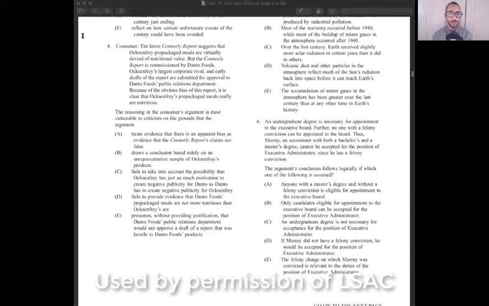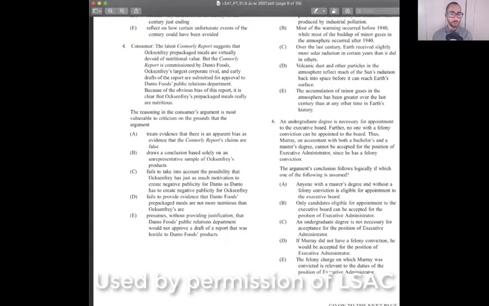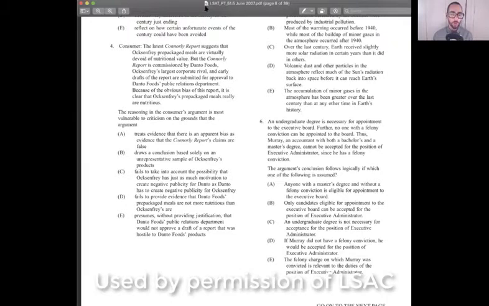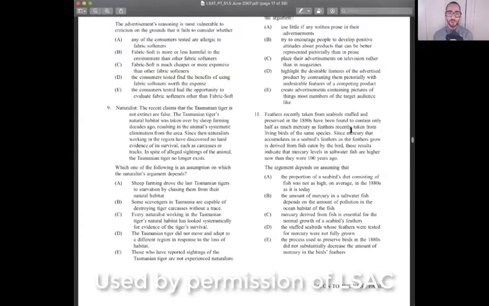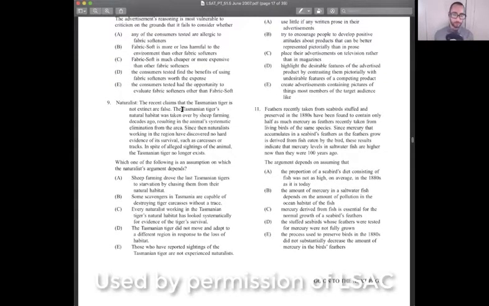I also wanted to look at a necessary assumption question. So I've got one for you. It's in the same exam, section 3, number 9. So this is the question with the Tasmanian tiger and the naturalist. Take a moment just to look at the stimulus here, look at the conclusion, look at the evidence, just evaluate the reasoning for yourself here, and then we'll talk about it a bit.